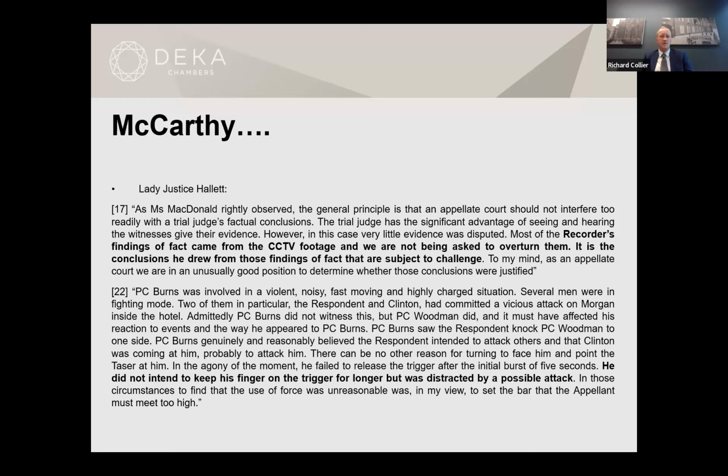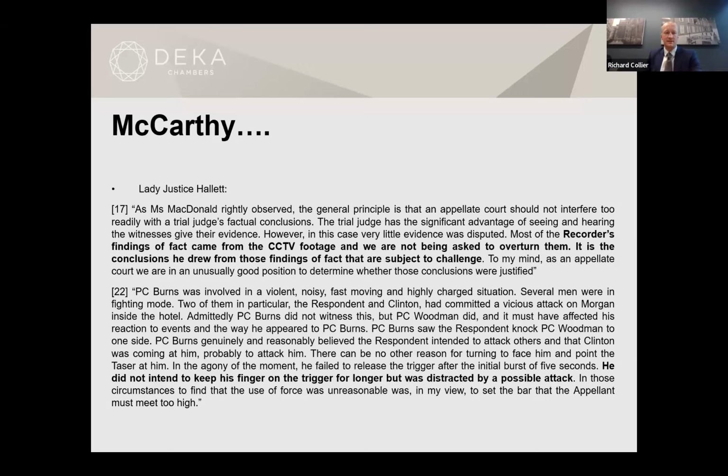In those circumstances, to find that the use of force was unreasonable was, in my view, to set the bar the appellant must meet too high. These aren't, and this is just my view, not Lady Justice Hallett's, finely tuned SAS soldier instruments of war that are involved in these situations. These are ordinary men and women who are police officers. Yes, they're specially trained, but they're still prone to experience shock and fear and apprehension in very difficult, fast-paced situations like this.